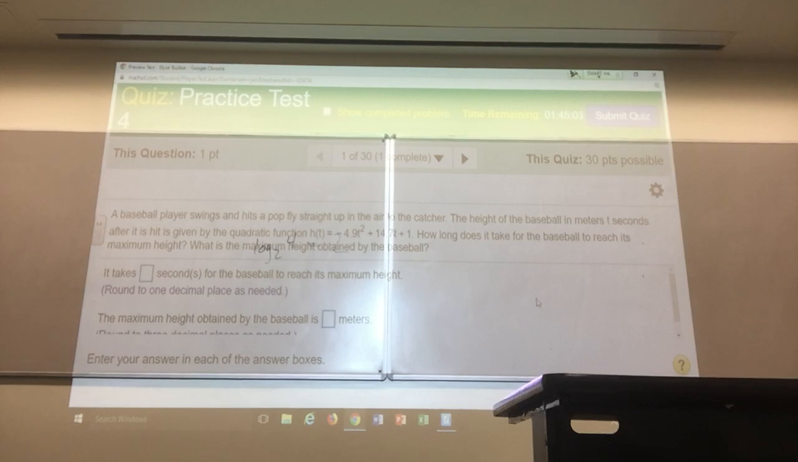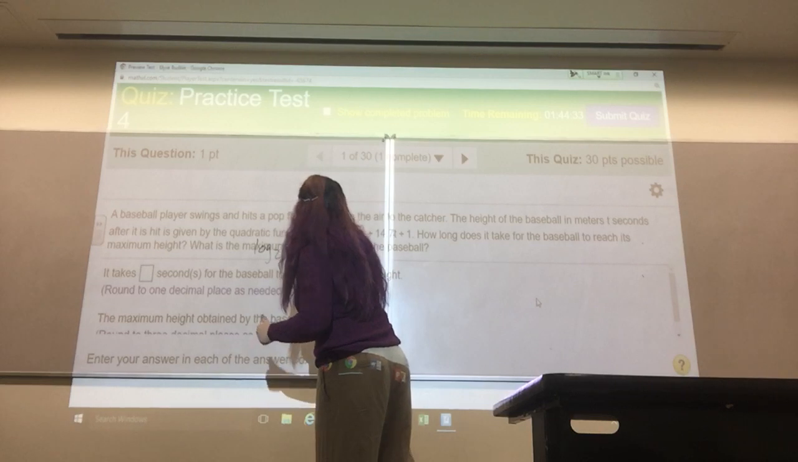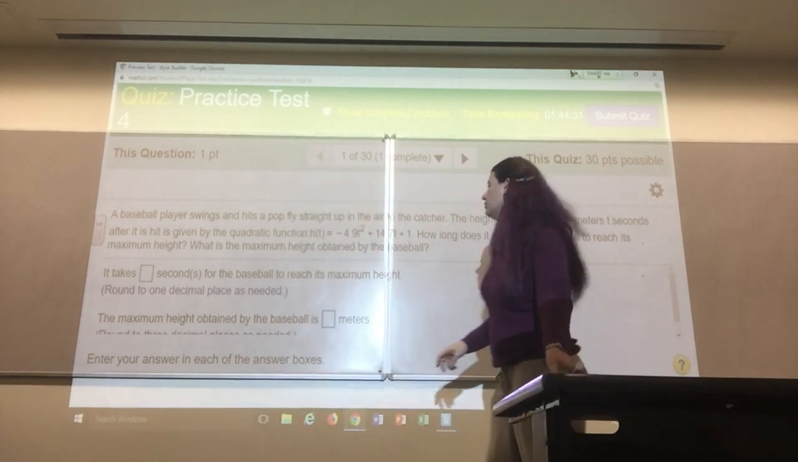How do we find maximum heights? Vertex. When the parabola has what type of leading coefficient? Negative coefficient, right? Because that means the parabola is going down, so then it has a top. It's the only way it can have a maximum. So we want to find its vertex. How do we do that? What's the formula? Negative b over 2a.